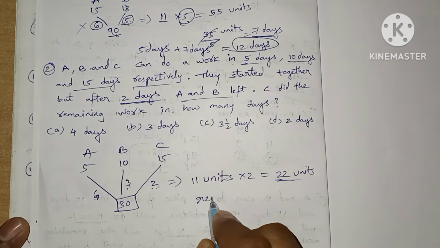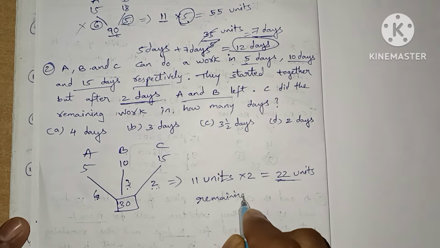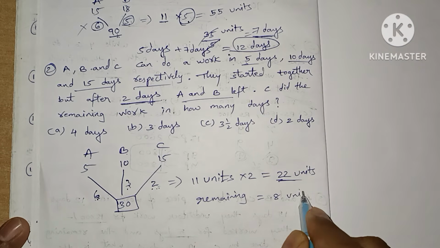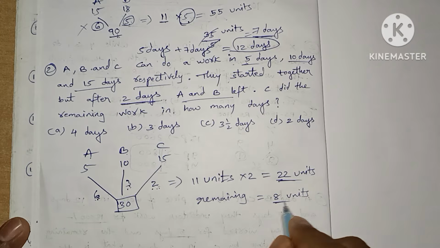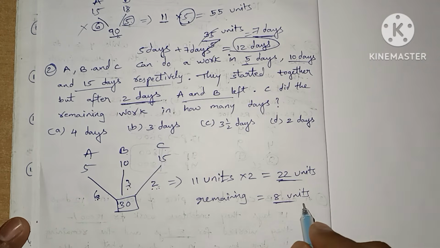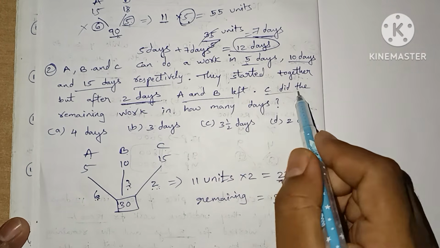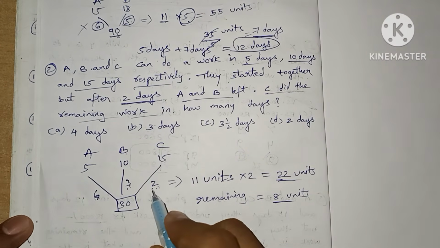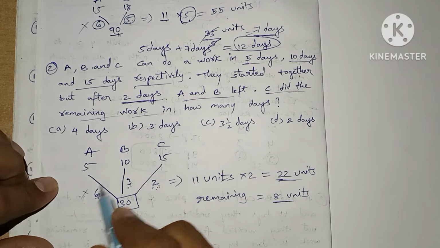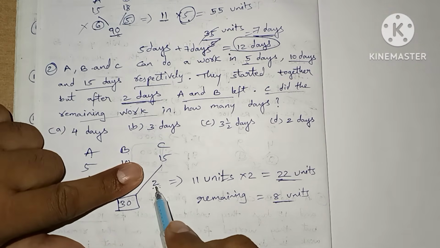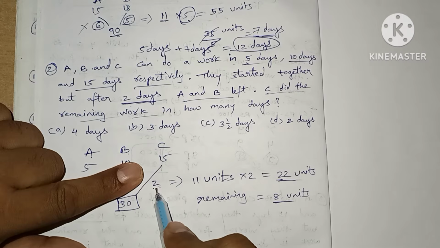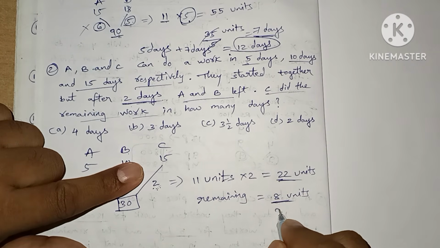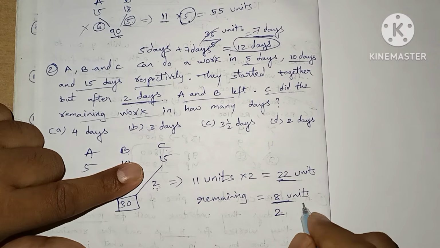So how many units are left? Remaining is 8 units left, 30 minus 22 is 8 units. These 8 units are completed by C, who did the remaining work. C only completed the remaining work, so A and B are eliminated. The efficiency of C is only 2 units per day. He completed these 8 units at 2 per day in 4 days.